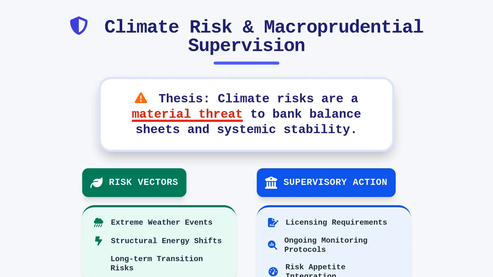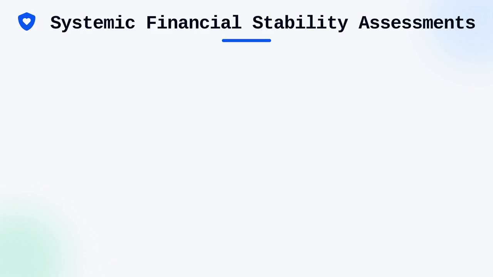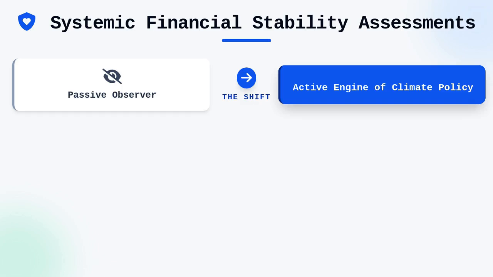These supervisors are looking for evidence that climate risks are integrated into the existing risk appetite framework of the institution. This is not purely about insurance or lending. It is about ensuring that the entire financial system can survive the transition to a low-carbon economy without experiencing a collapse in asset valuations. These systemic financial stability assessments represent the cutting edge of prudential regulation and highlight why the regulator's role has shifted from passive observer to active engine of climate policy.